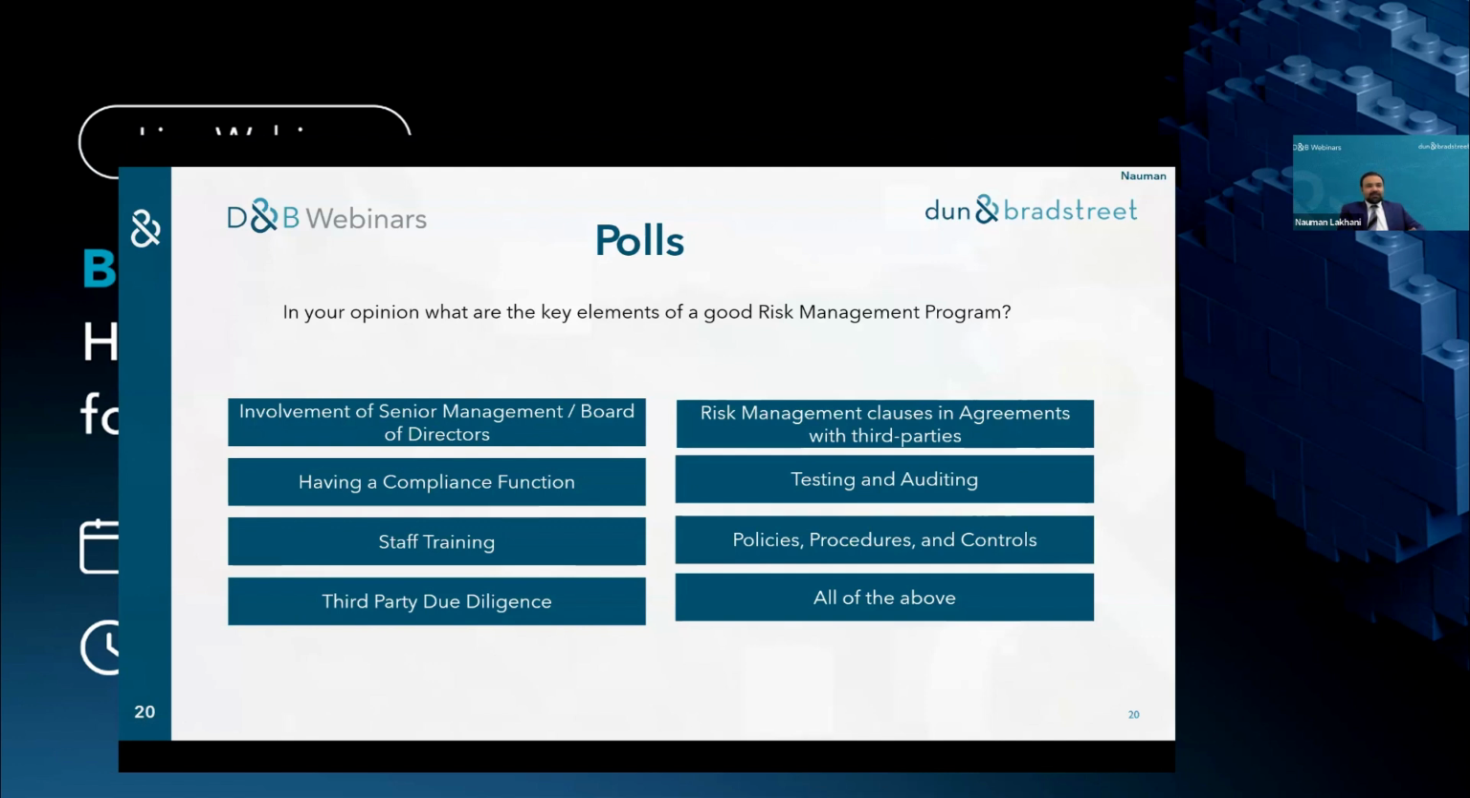So I think this is the best time to now start off this poll, which will be in front of the audience right now. And it is that, in your opinion, what are the key elements of a good risk management program, right? So is it something that Neil just spoke about? Is it involvement of the senior management of the board of directors and having a top-down approach towards it, and having a compliance function, having continuous staff trainings? Is third-party due diligence of key importance as well? Or is it risk management clauses and agreements with third parties? And or is it testing and auditing of policies and procedures? And of course, is it all of the above, maybe some components of everything?